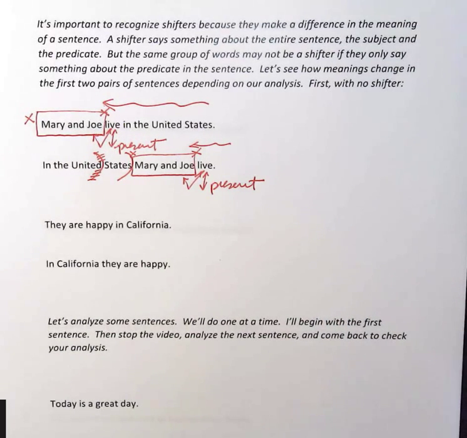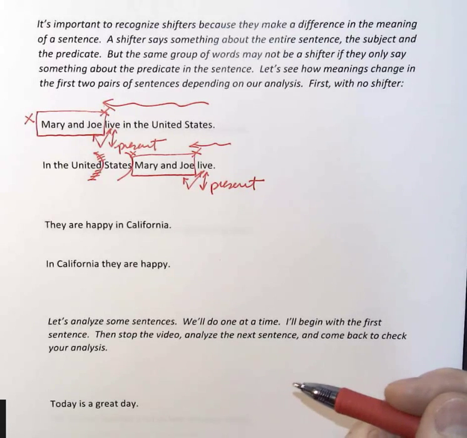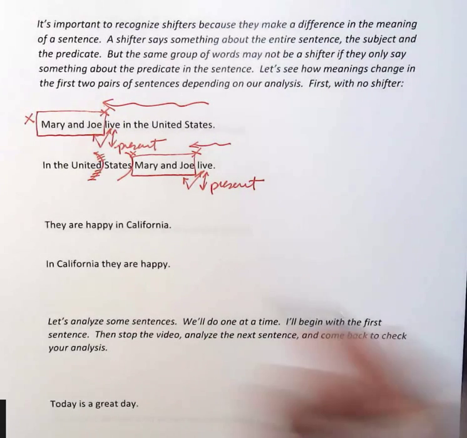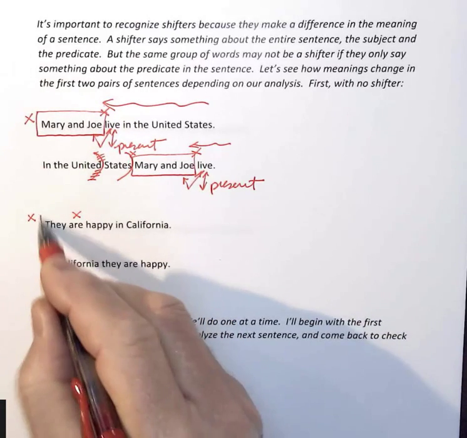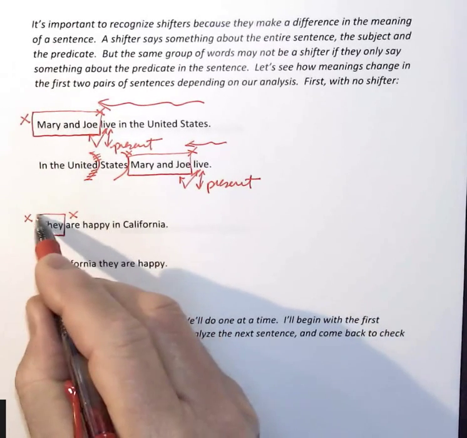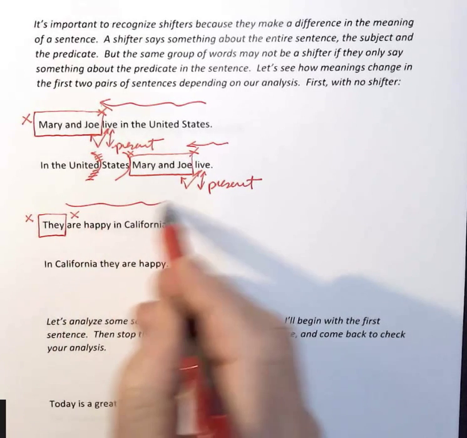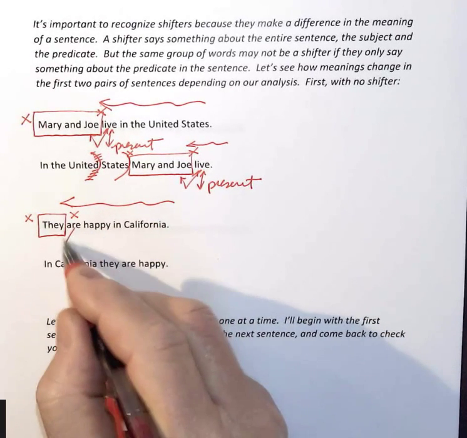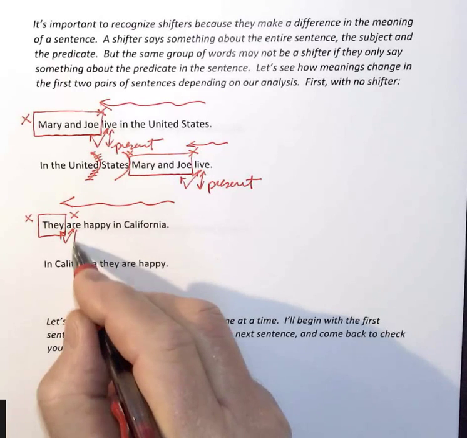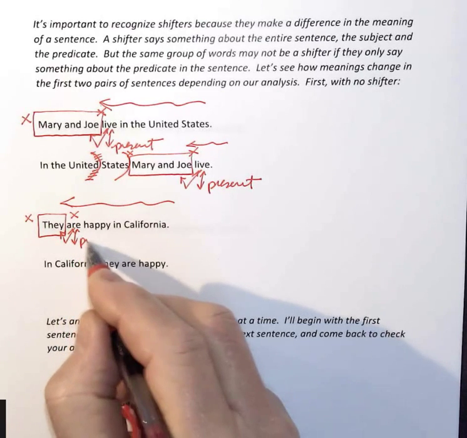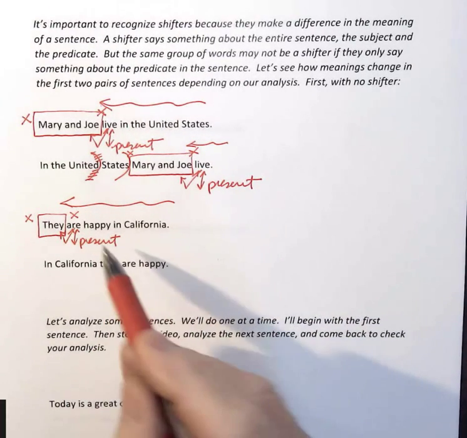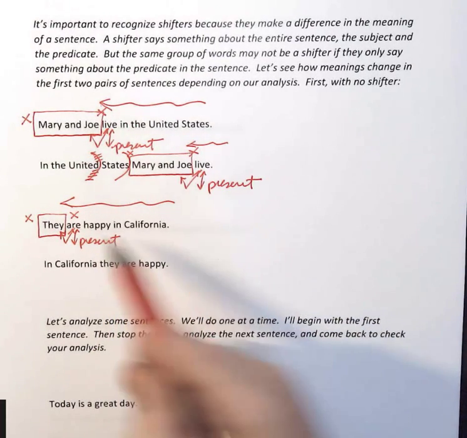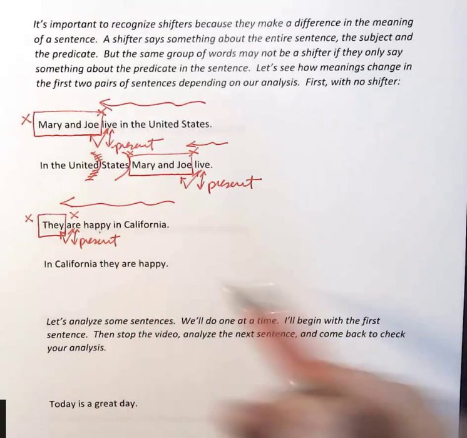They are happy in California. So I'm not going to say there's a shifter. There's no shifter. Are is the X word. They is the subject. The predicate. Are ties with they. Are ties with the present. And what this means is they're happy in California. This happy happens in California.